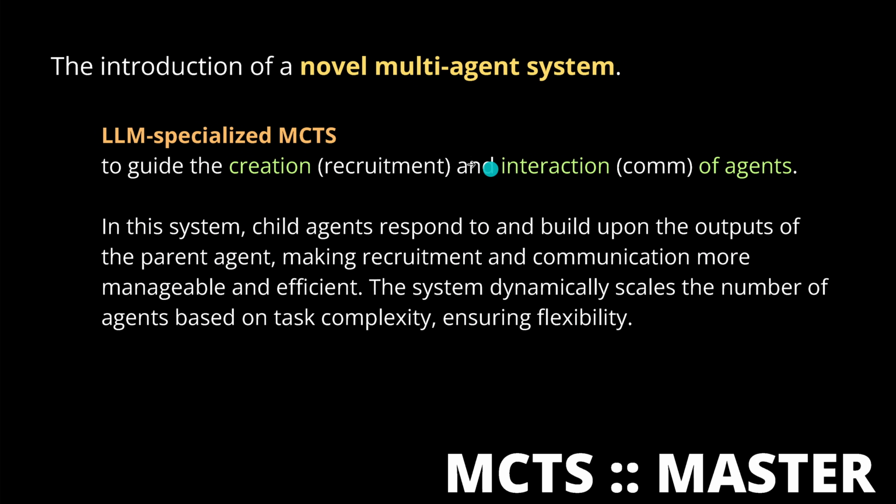Great. And you know what's interesting? You know what's fascinating? If we introduce this novel agent system, we now optimize the creation and the interaction of agents. And this brings us to a completely novel multi-agent system. Let me explain. We have child agents, and they respond to and build upon the outputs from the parent agent, making the recruitment and communication more manageable, more efficient and beautiful. And this scales dynamically with the number of agents based on the task complexity and ensures our flexibility, and everything is beautiful. But let's come to the facts.